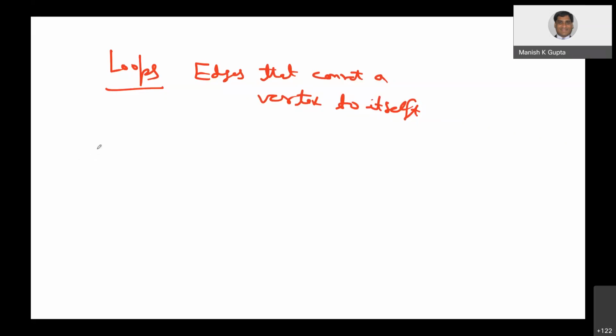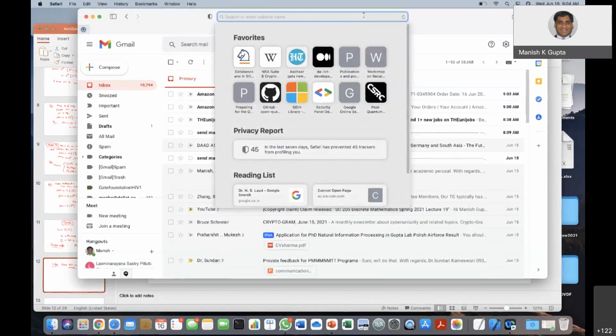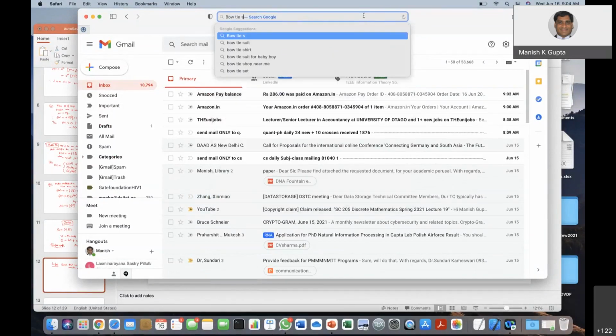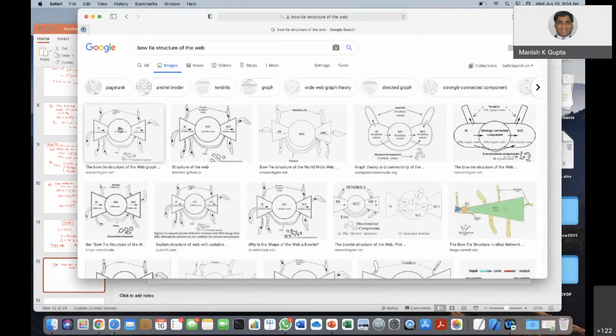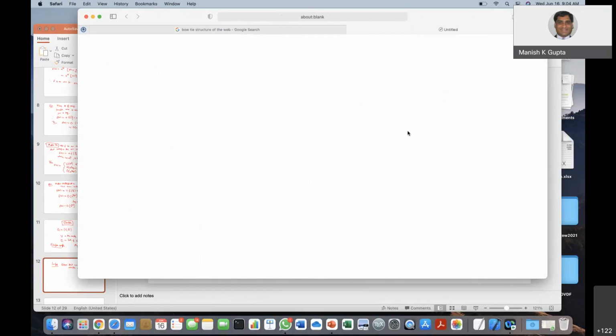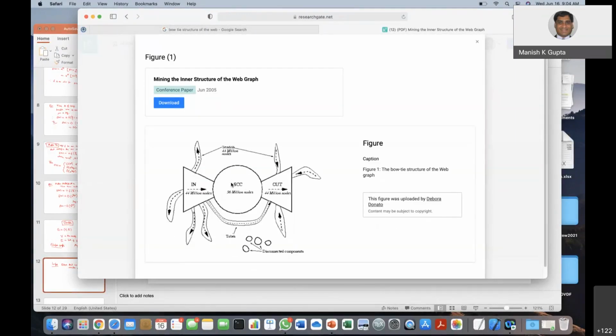Let me describe one or two such graphs. Let me show you the bow tie structure of the graph. You see, this is the bow tie structure of the internet. This is the paper. You see how many nodes there are. Some of them are connected, some of them are disconnected components, and so on. This is the bow tie structure of the web graph. It's a very general thing. I will also show you the collaboration graph.